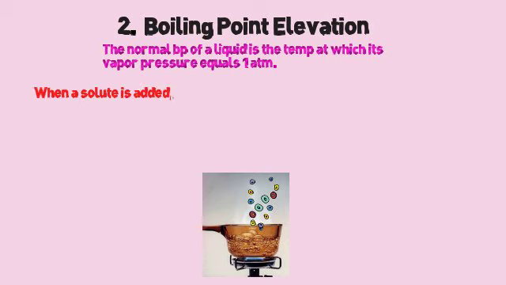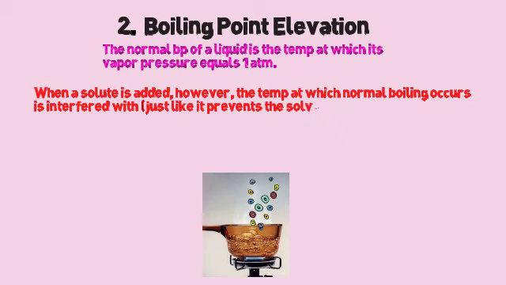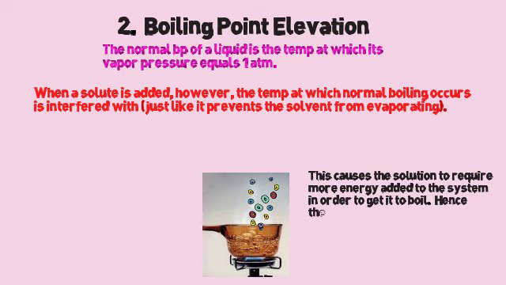When a solute is added, however, the temperature at which normal boiling occurs is interfered with, just like it prevents normal evaporation of the solvent. This causes the solution to require more energy input. More energy needs to be added to the system to get it to boil. Hence the higher boiling point. There's a little pot of water boiling.